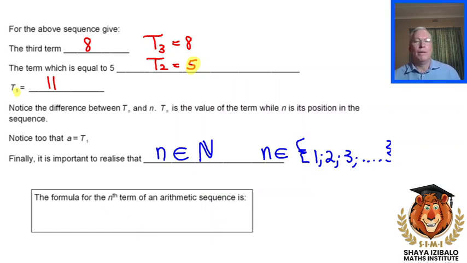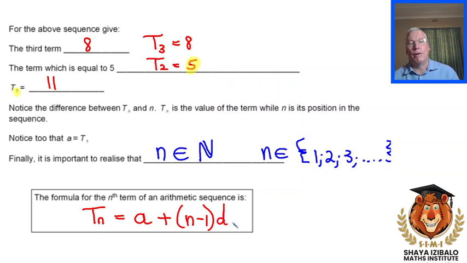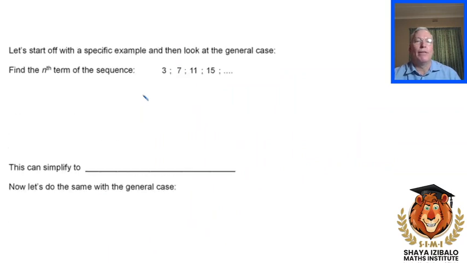Now, the formula for the nth term of an arithmetic sequence is going to be provided to you on your formula sheets in every test and every exam. What it says is that the nth term is given to us by finding the first term and adding n minus 1 lots of the common difference. That's a formula, really important, but more important is that we understand why it is and where it comes from. So let's have a look.